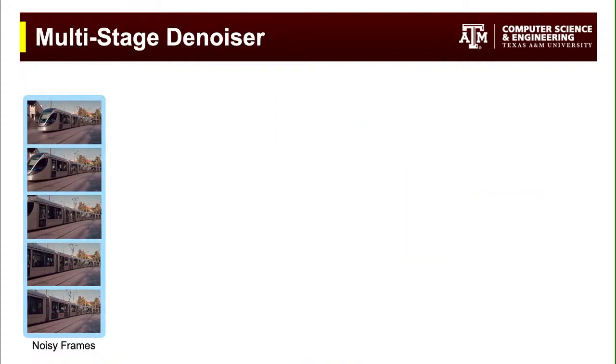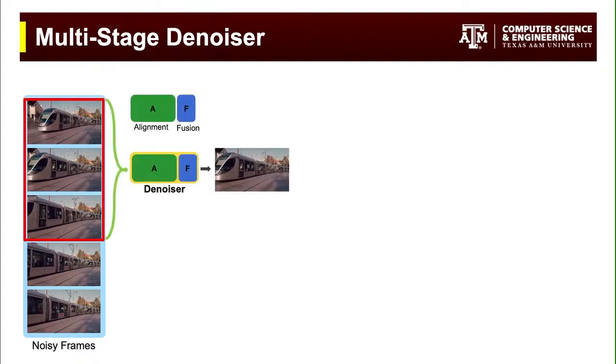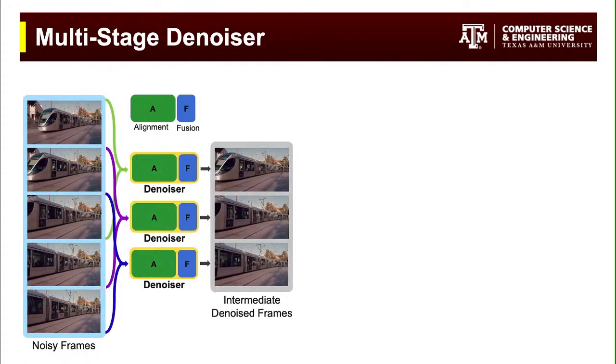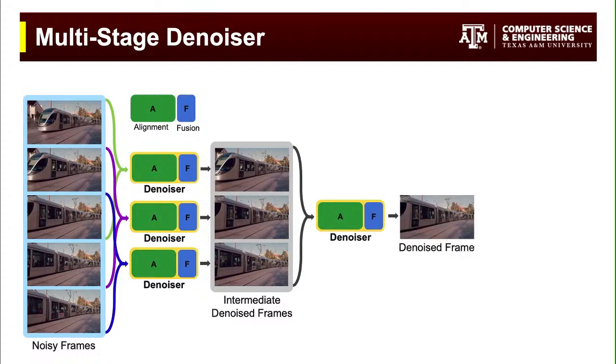Specifically, we use our denoiser to generate an intermediate denoised frame by processing 3 consecutive frames at the first stage. The intermediate denoised frames are then used as input to the denoiser in the second stage to generate the final denoised frame. In this way, the denoised frame is obtained by combining the information of 5 neighbor frames, but each denoiser only processes 3 consecutive frames, thus avoiding aligning temporally distant frames.